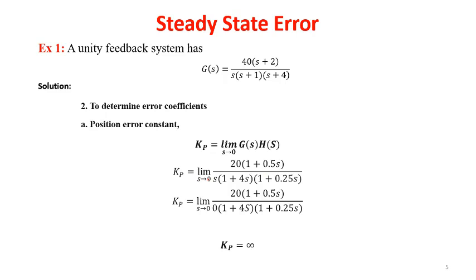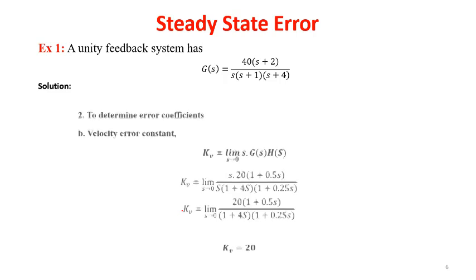As S tends to 0, when we substitute S equal to 0, the S term in the denominator becomes 0. So 0 multiplying with all these terms will be 0. So we get 20 divided by 0, which gives the positional error constant Kp equal to infinity. So the positional error constant Kp for the given system is equal to infinity.